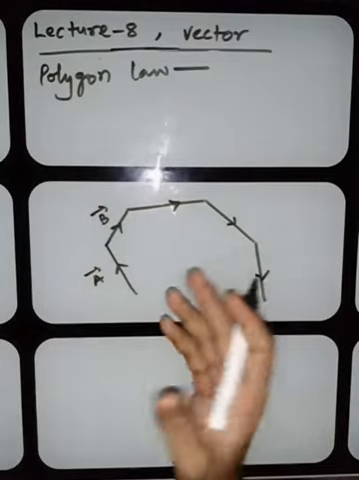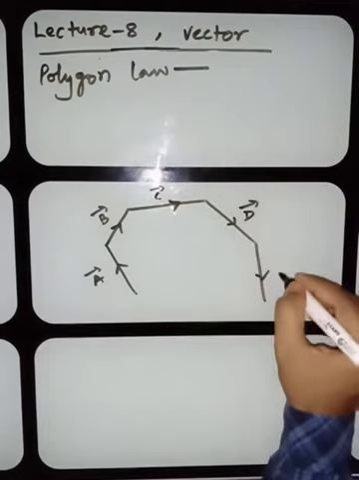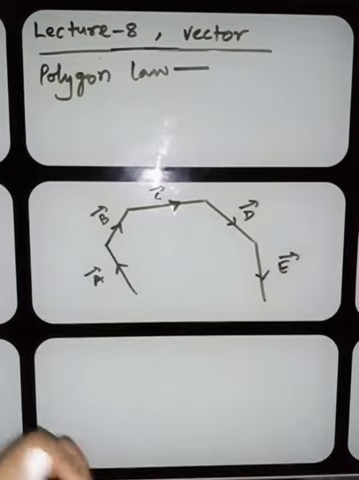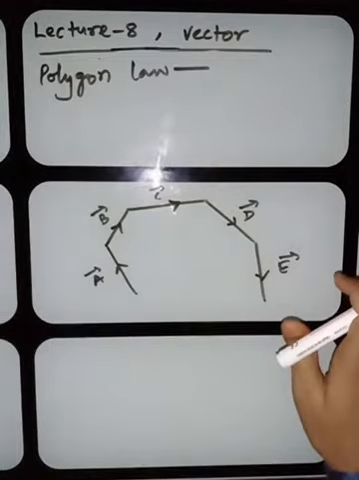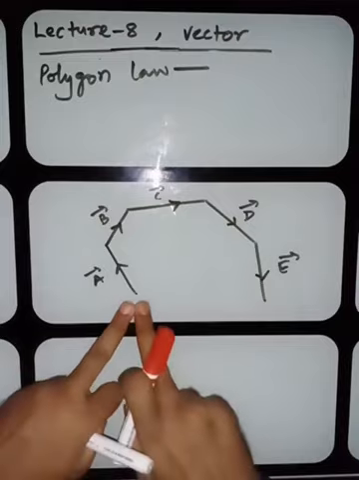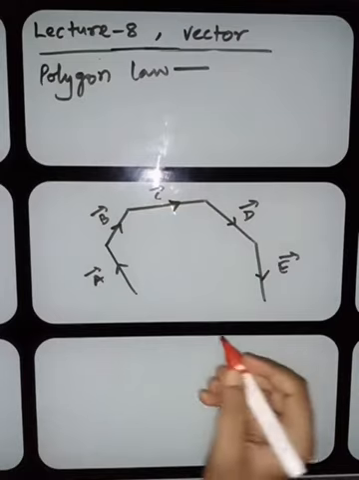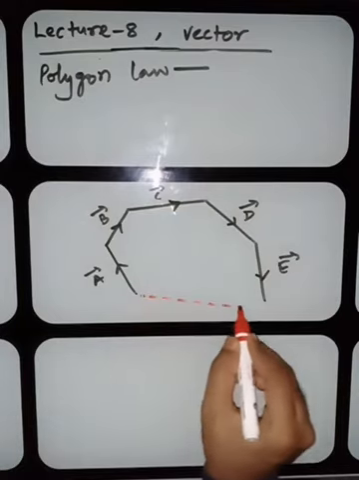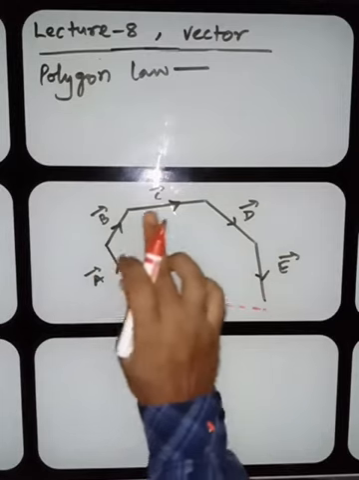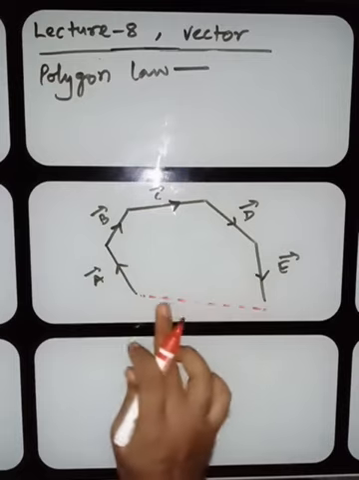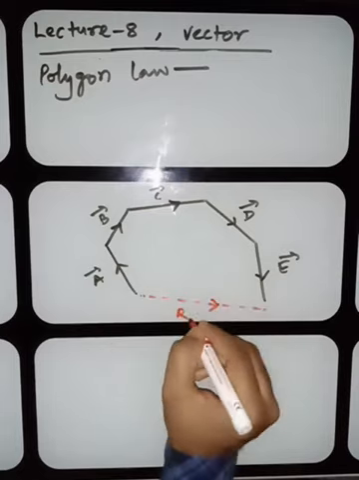Suppose you have been given a number of vectors A, B, C, D in this way, and E. After adding, I have finished with the vectors. Now I don't have a vector to close this figure, but it will be closed by a resultant. The closing side represents the resultant. All the vectors you can see are in the same flow, but this resultant will not be in the same flow, it will be in the opposite flow. So this will be the resultant.